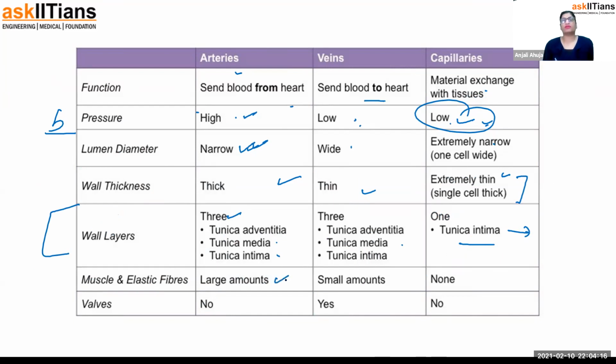The large amount I have shown you, I have told you that muscles are present nearby, and here a small amount and here none. Valves in the veins, that thing also I have told you. So with this, all the blood vessels information is much clearer to you. And I suppose you understood everything about heart, blood and blood vessels. Rest of the information to be continued in the next part.